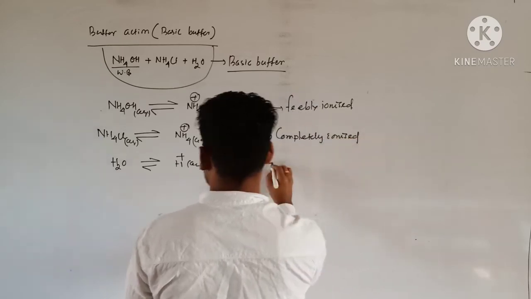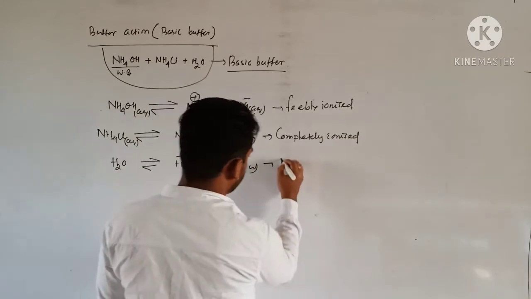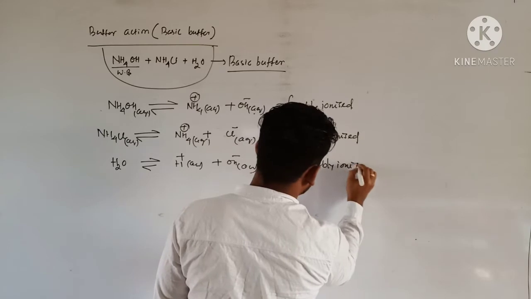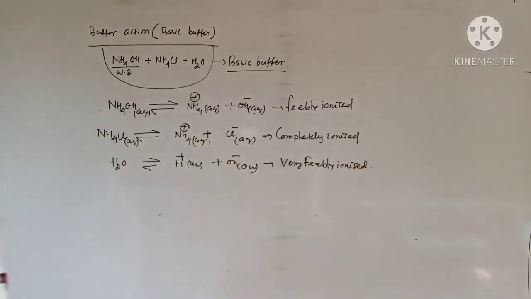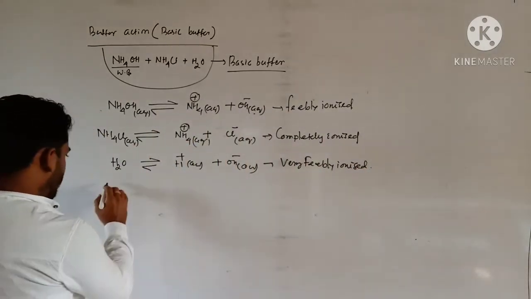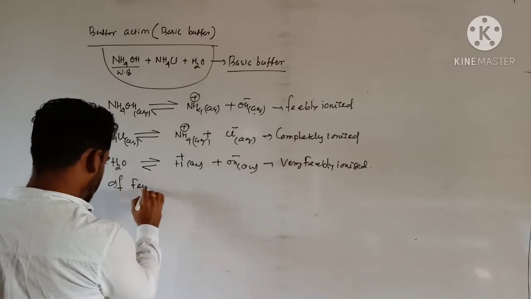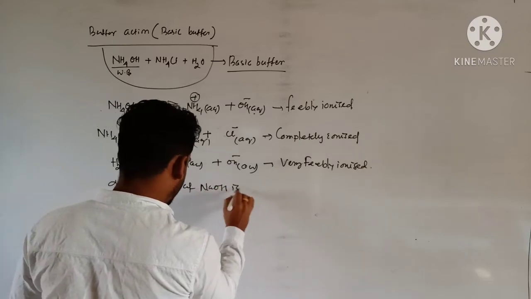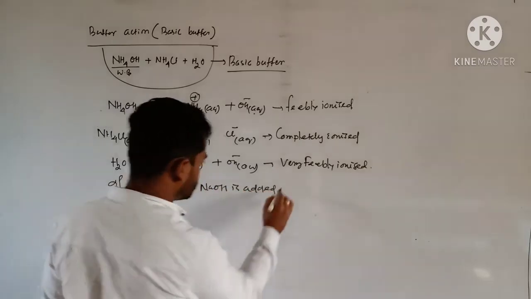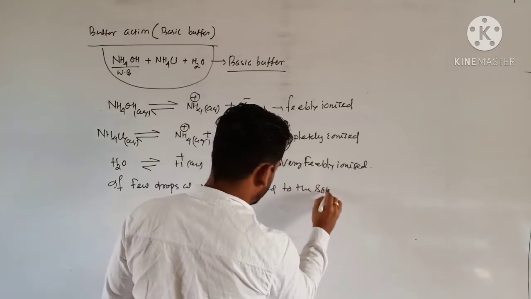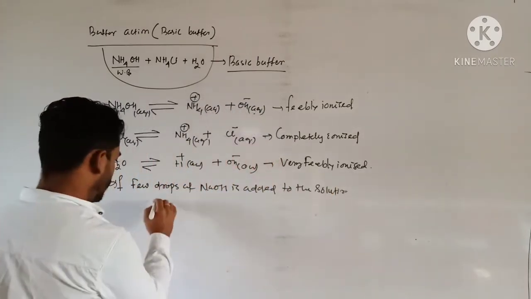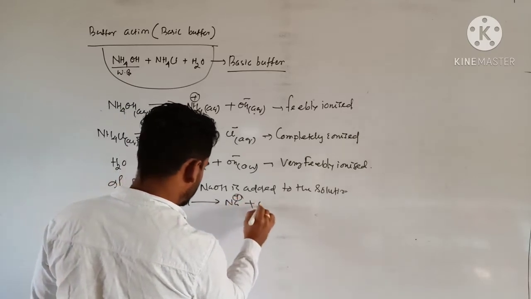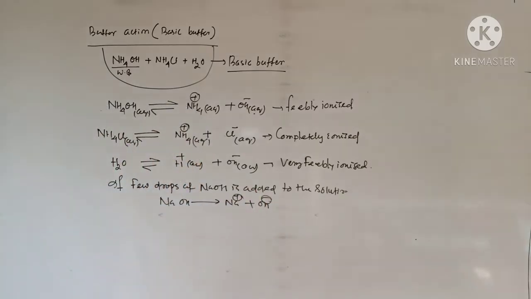Completely ionized. And water, this is very feebly ionized. Clear? If a few drops of NaOH are added to the solution, what will it give? NaOH will give you OH minus ion. Is that clear?